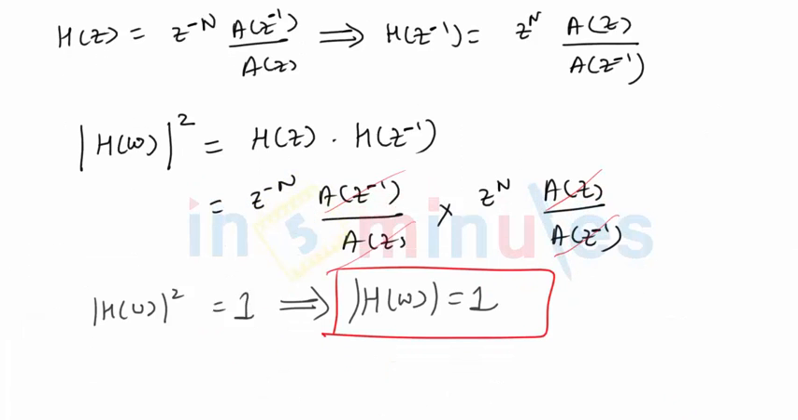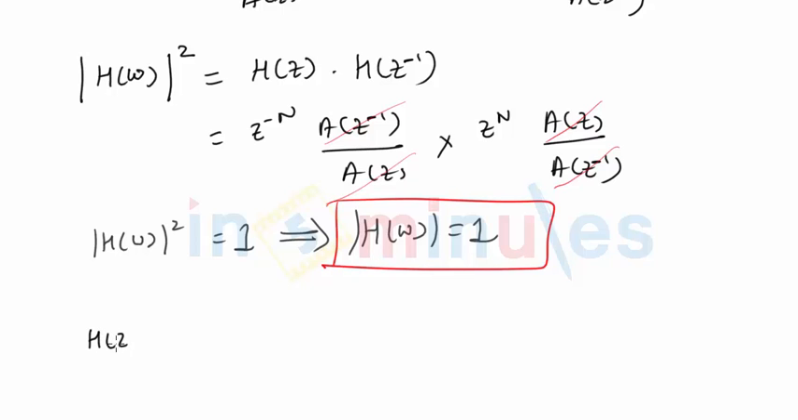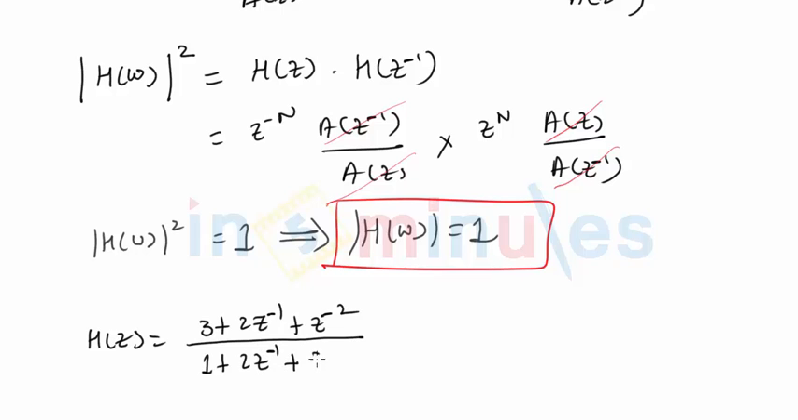So if I give you an example, let's say if I write h of z equal to, numerator as 3 plus 2z inverse plus z raised to minus 2 divided by, the denominator has to be having coefficients appearing in the reverse order. So first coefficient I'll take 1, so it will be 1 here, plus second coefficient is 2, so 2z inverse, and the third coefficient has to be 3 z raised to minus 2. So you can see this will become an all-pass filter.